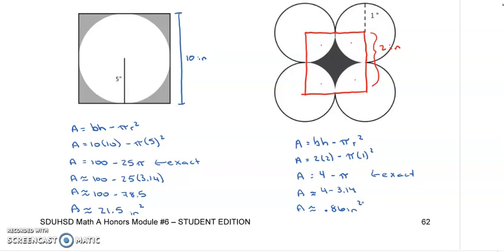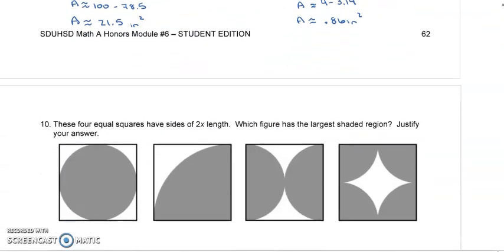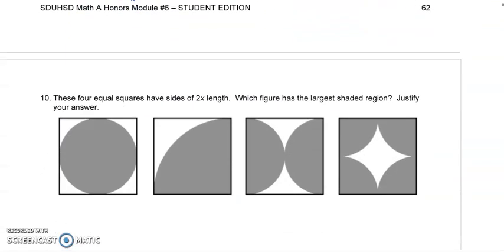On the next page, we have 4 figures, and it tells us that they're all squares with a side length of 2x. So from here to here would be 2x. Which figure has the largest shaded region? So we want to find the area for these 4 and then do a little comparison.